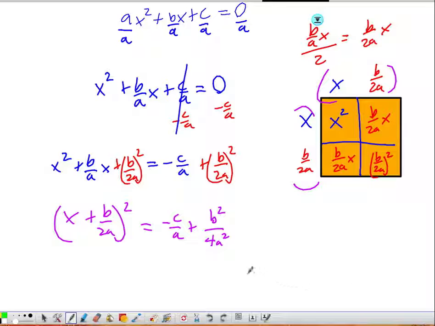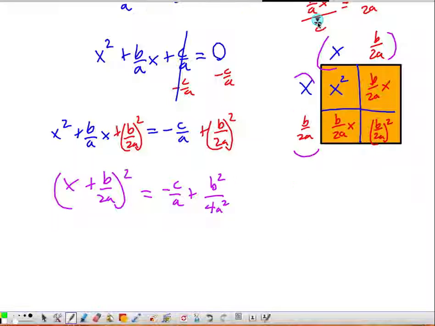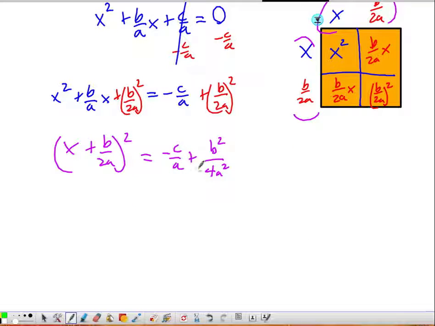Now, we have two fractions here. Let's convert them into one single fraction. In order to do that, we need to have the same denominator. Notice that this denominator is 4a squared and this denominator here is a. What I can do is multiply this fraction by 4a, both top and bottom.